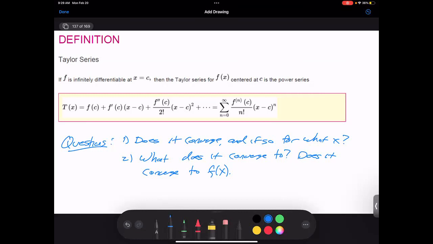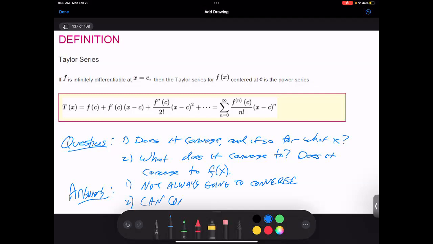So what do you think the answer is to 1? Do you think it's always going to converge? Do you think we'll always converge? So not always converging. And sadly and amazingly, it can converge to something other than f.